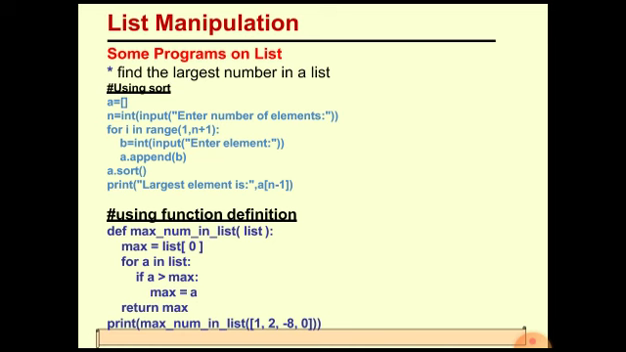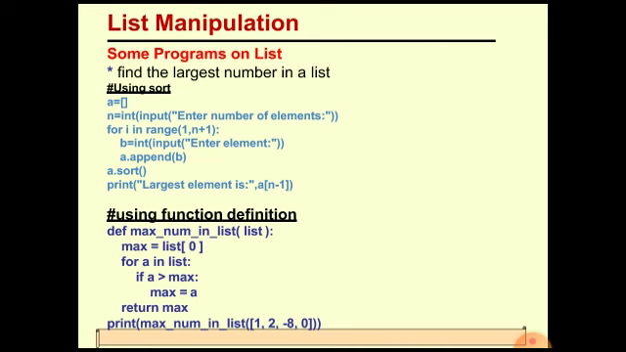Okay, so what is this return statement doing? This return statement is just returning the value to the calling function. For example, what is this print statement doing here? This print statement is a part of the driver code. It is not part of this max nominal list function. This max nominal list function will end with the return statement.